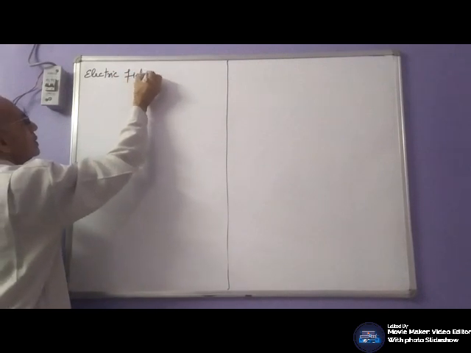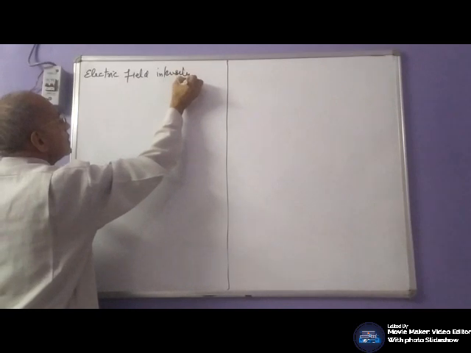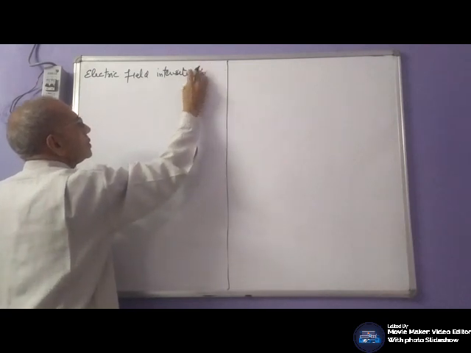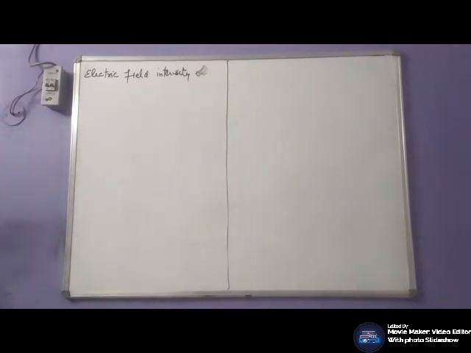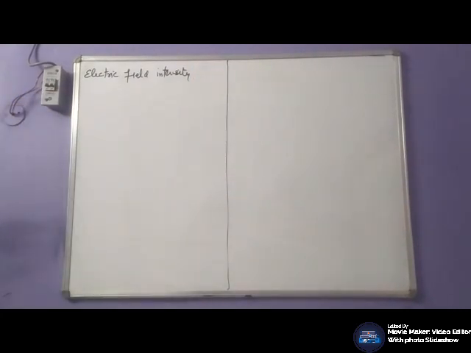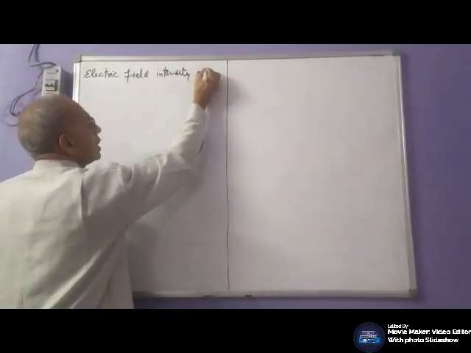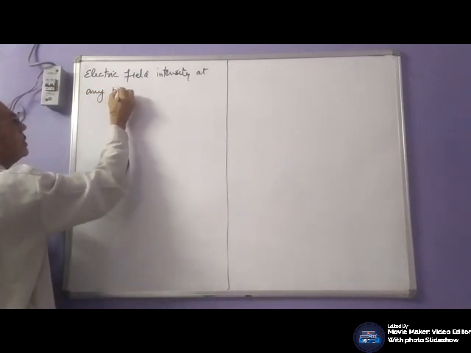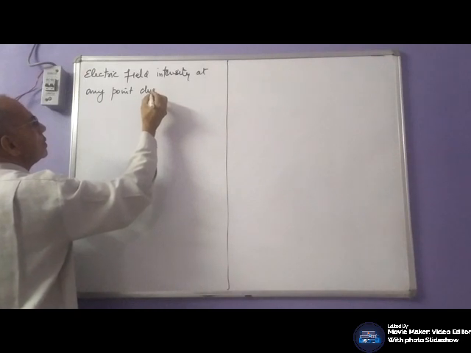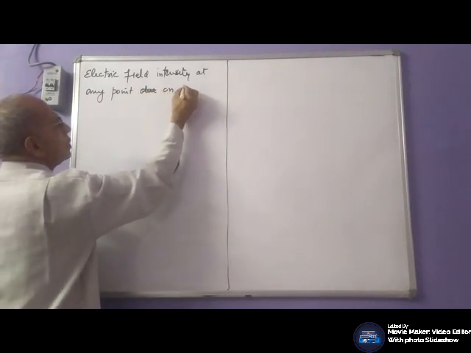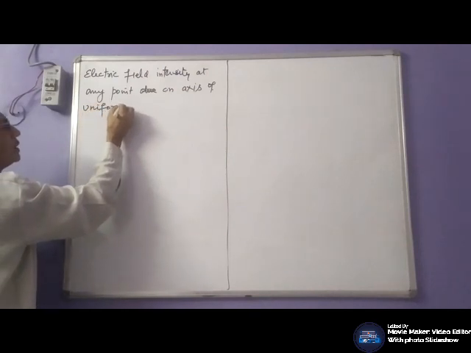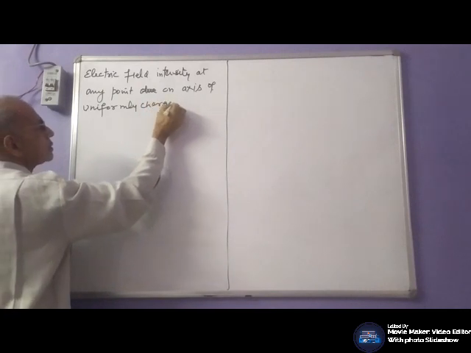Electric field intensity at any point on the axis of a uniformly charged ring.